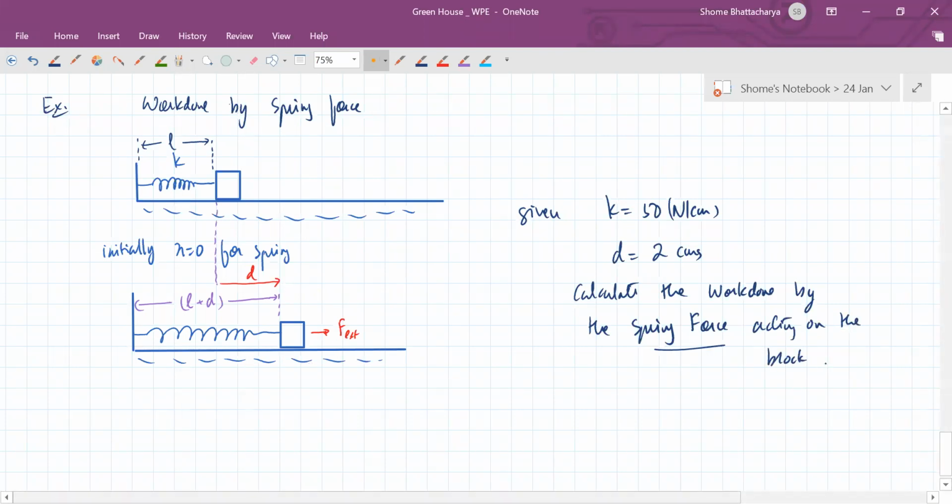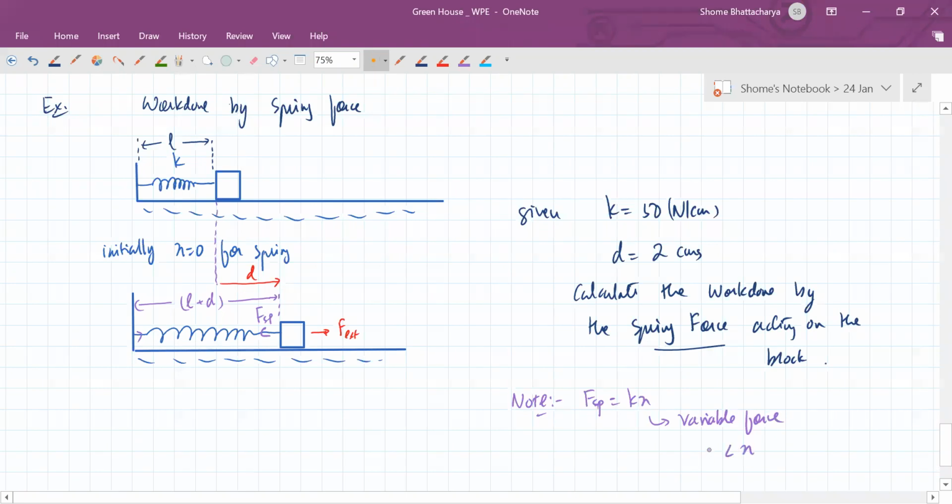We're not concerned about the external forces now. We're just concerned about the spring force, which will act like this, be the direction of spring force. So going from here to here, how much work is the spring force doing? The important thing here is that the spring force will vary. It's a variable force.